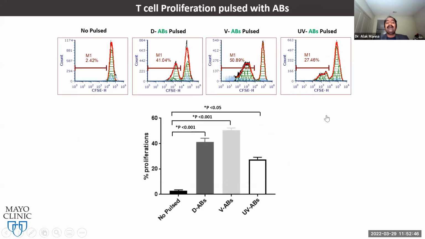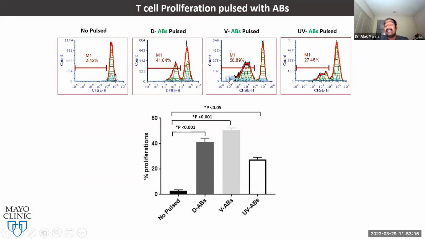Then we used those apoptotic bodies that we made to look at T cell activation, because that is what we are looking for: those vaccines should activate the T cells as we anticipated. In in vitro settings, we found that those ABs, which are the therapeutic vaccines we're developing, actually activate T cells.